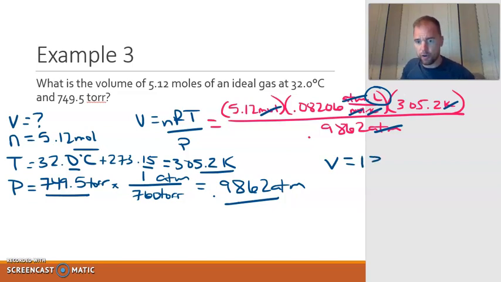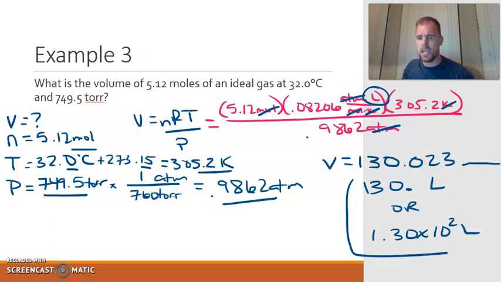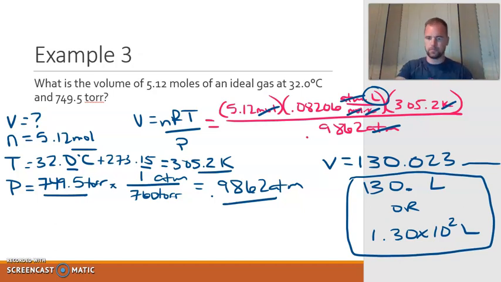It's 130. Okay, I'm just writing down what the calculator gives me. Blah blah blah. How do you turn this number into 3 sig figs? You can either write it as 130 point, because remember that point will make this 0 significant. Or, probably a better way is 1.30 times 10 to the second liters. Either one is fine. Both are acceptable, but that would be your answer for this problem.